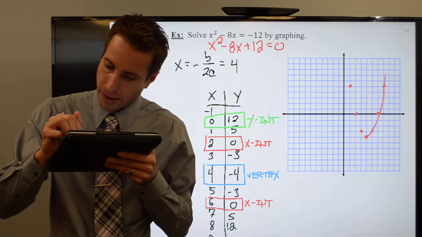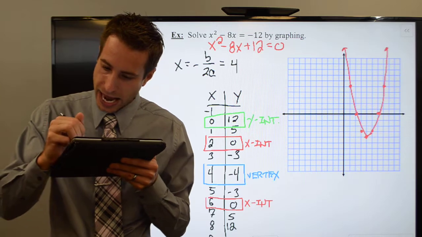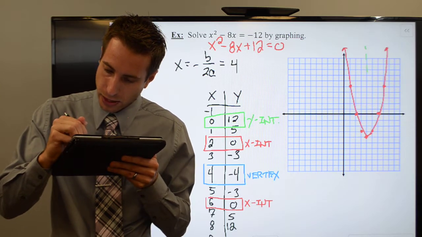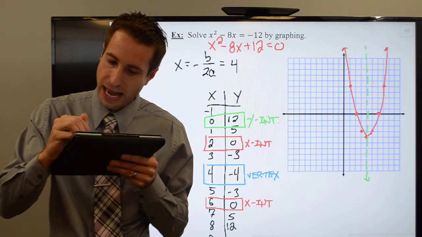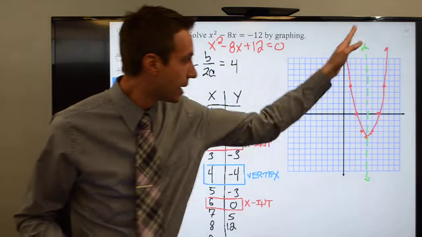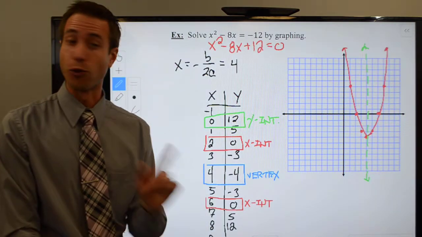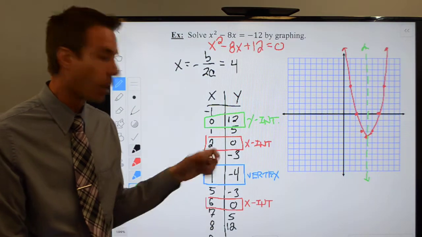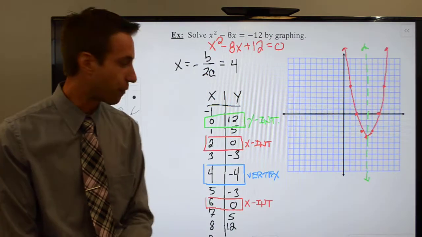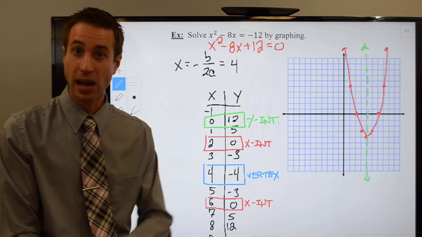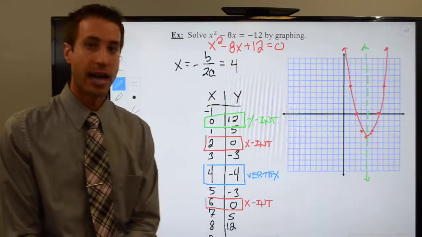Draw your parabola by connecting the dots. Feel free to put that axis of symmetry in there as a dotted line if you would like. Again, I didn't ask it for you, but if I had asked you for it, it would run right there. And I am always going to ask you for the roots, which would be 2, 0, and 6, 0. I will always ask you for the vertex, 4, negative 4. I will always ask you for the y-intercept, which is at 0, 12.